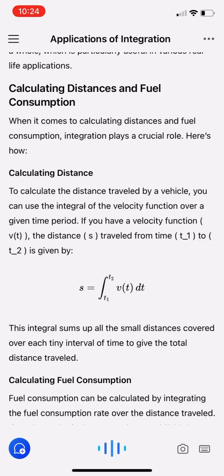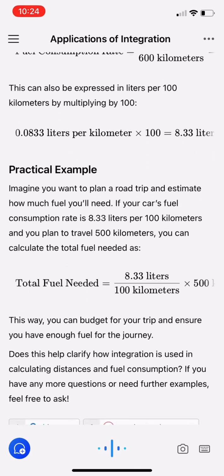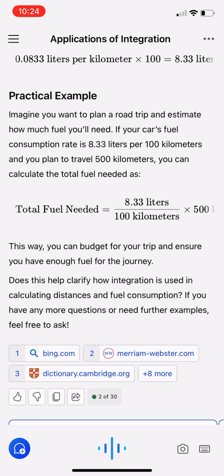Practical example. Imagine you want to plan a road trip and estimate how much fuel you'll need. If your car's fuel consumption rate is 8.33 liters per 100 kilometers and you plan to travel 500 kilometers, you can calculate the total fuel needed as. This way, you can budget for your trip and ensure you have enough fuel for the journey.